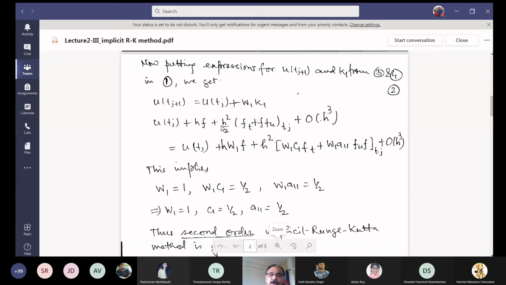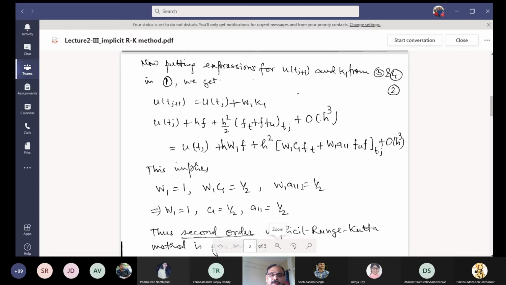Next is the h square term. Here it is h square by 2 (f_t plus f f_u). Here, the h square f_t term is there. So w1 c1 from the first term of h square will be 1 by 2. Similarly, if you see the second term, f_u into f is there, then again w1 a11 will be 1 by 2.